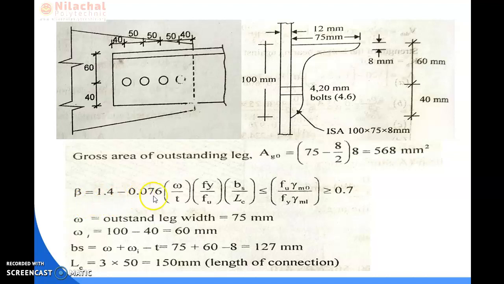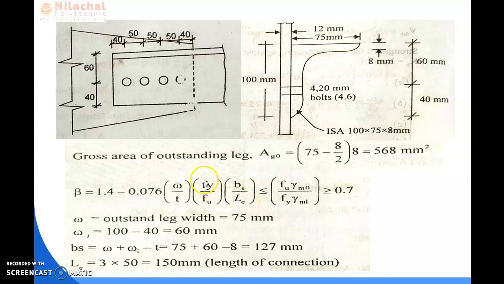After that, we need to calculate a factor which is known as beta, whose formula is 1.4 minus 0.076 multiplied by omega by t into Fy by Fu into Bs by Lc. So first of all, we need to know the value of omega, Bs and Lc.